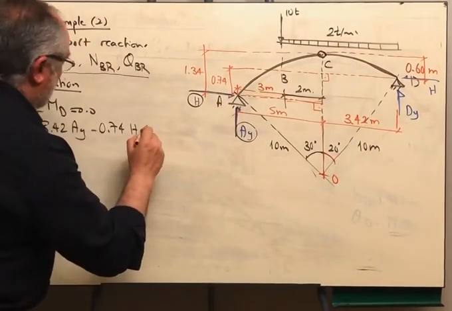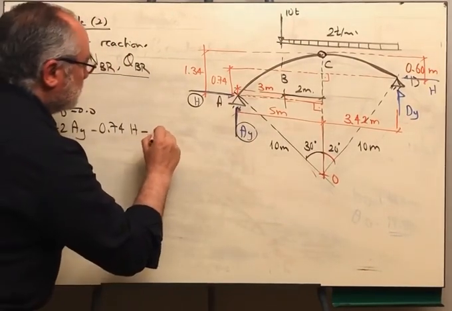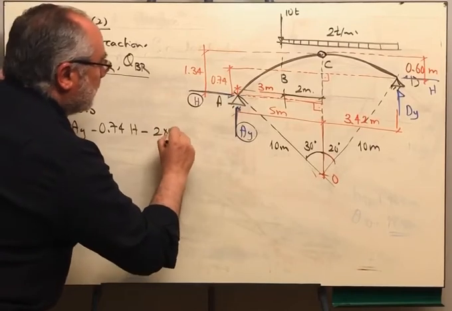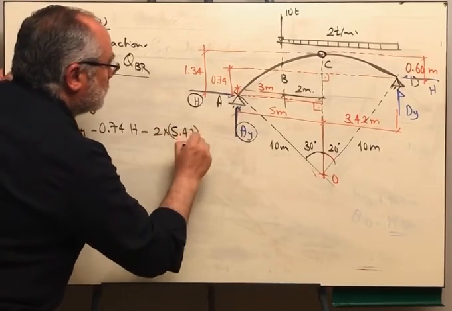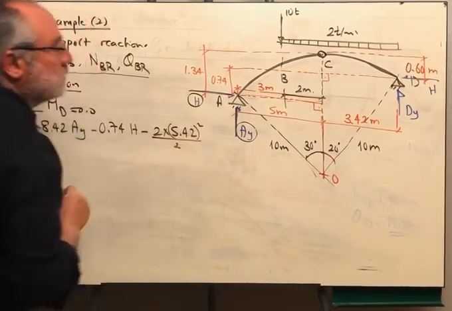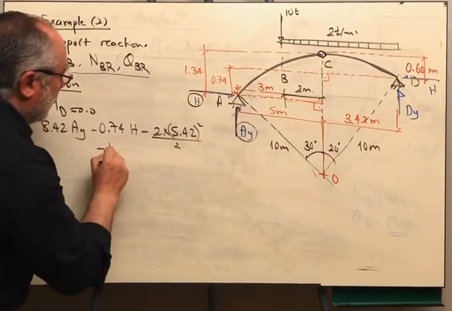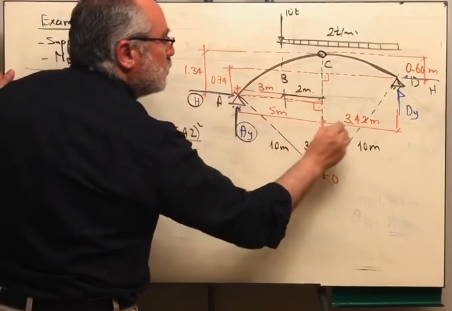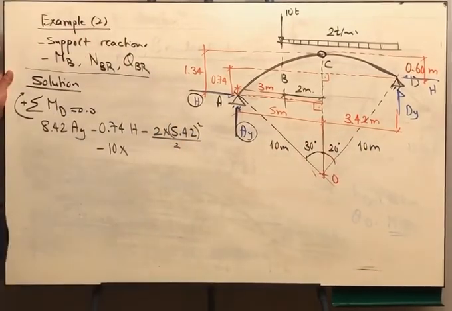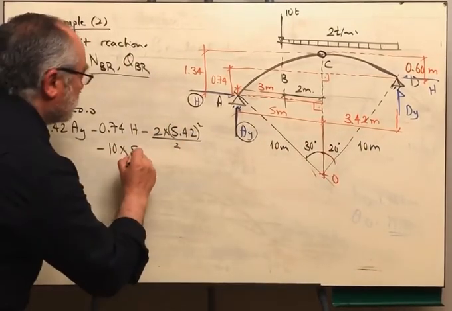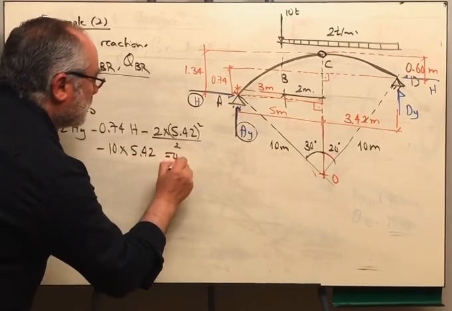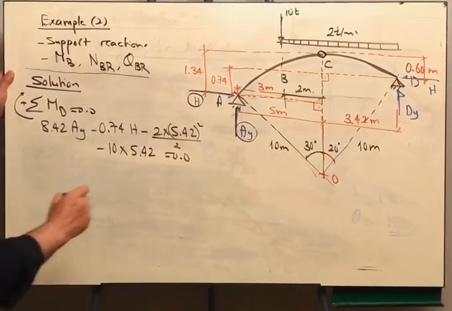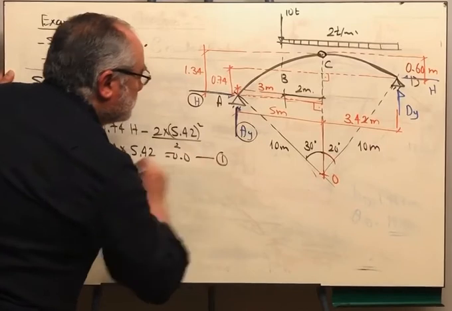This is minus 2 multiplied by 5.42 squared over 2, and minus the force 10 multiplied by its distance, which is 2 plus 3.42, which is 5.42. This is the first equation.